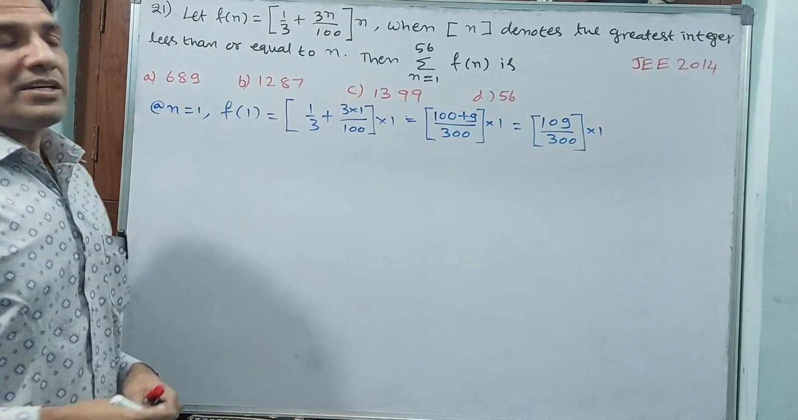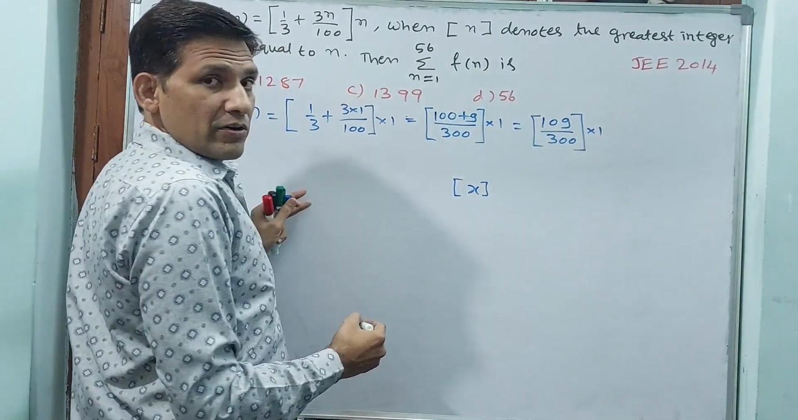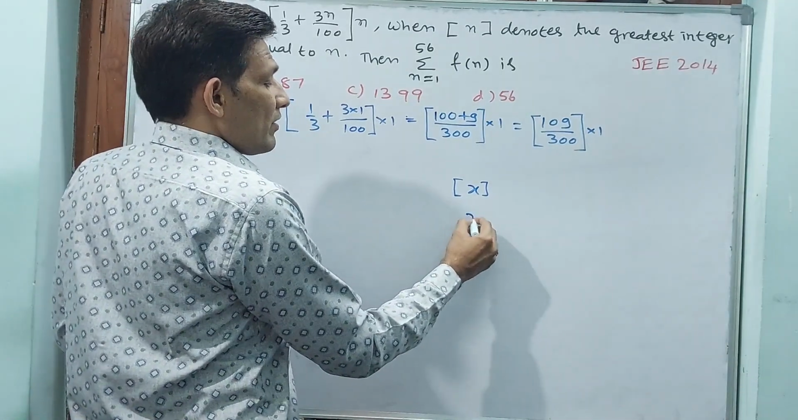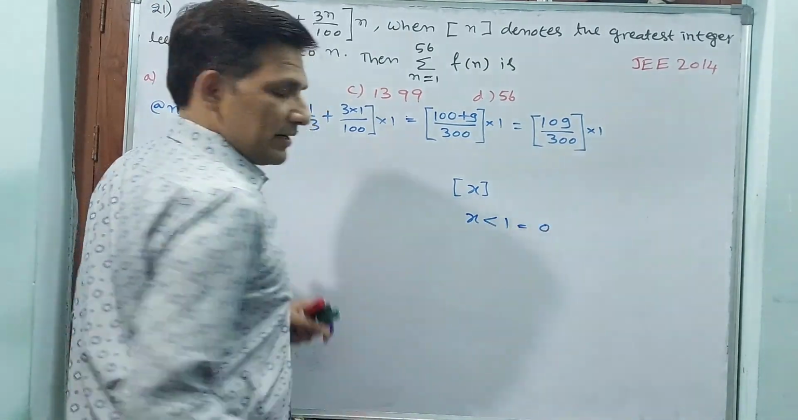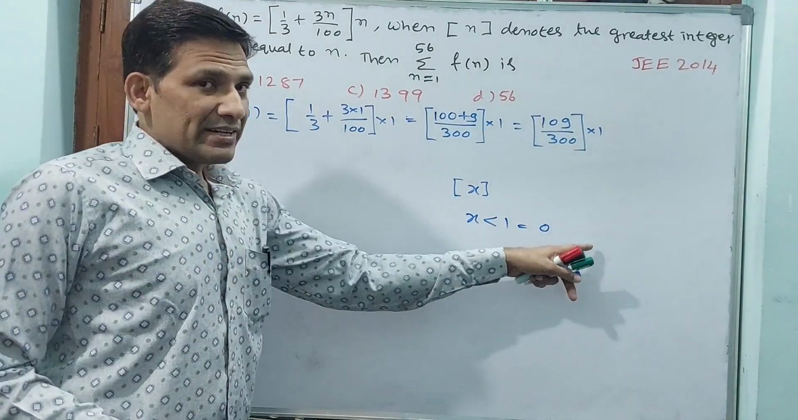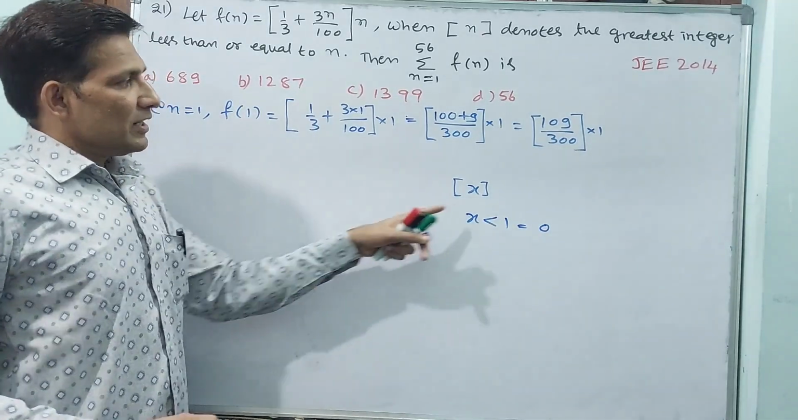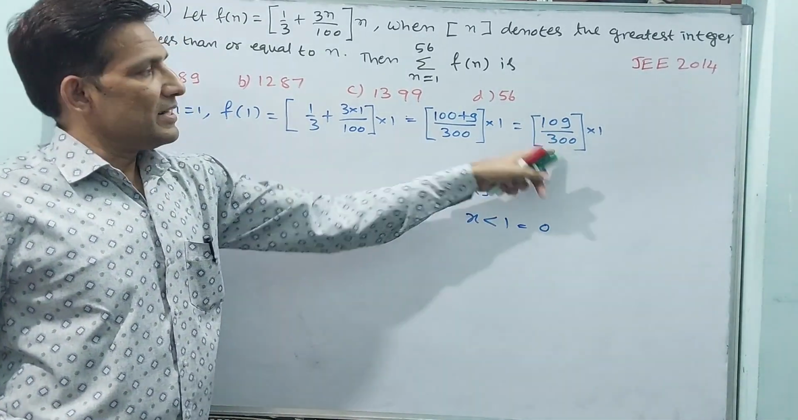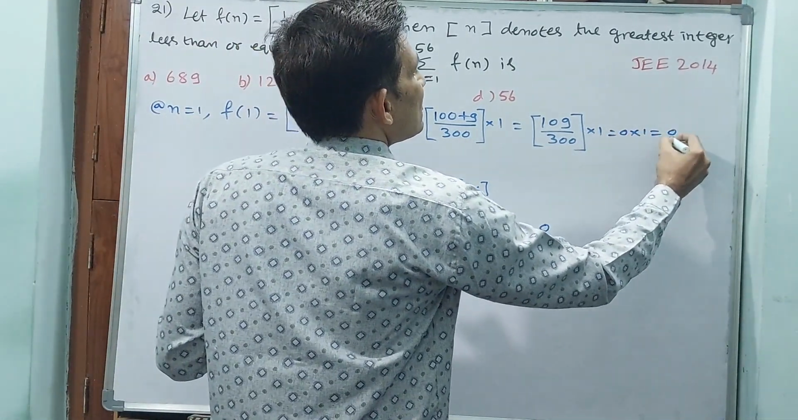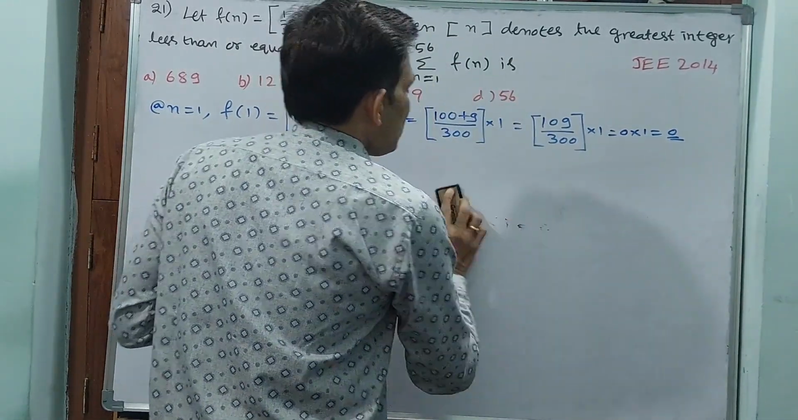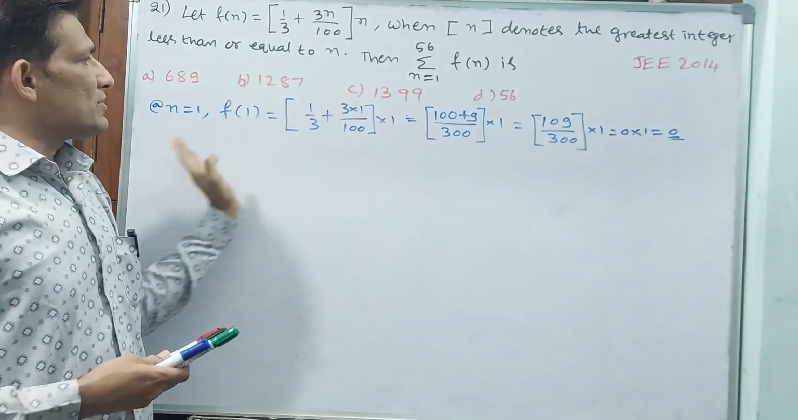What is the value of the greatest integer of a number less than 1? If x is less than 1, then automatically 0 will come. Greater than 1 but less than 2 means 1 will come. Greater than 2 but less than 3 means 2 will come. Here 109 divided by 300 is less than 1, so the greatest integer is 0, into 1, that is equal to 0. That means at n is equal to 1 it is coming 0, because you have to add in the sigma.